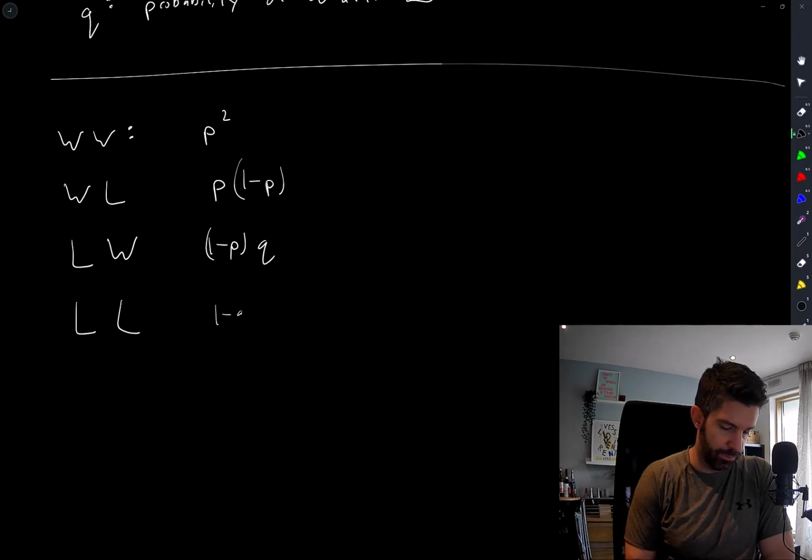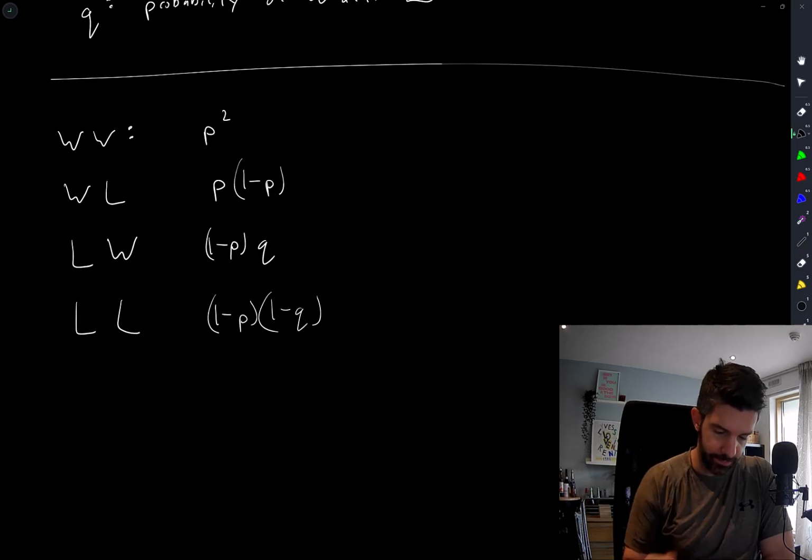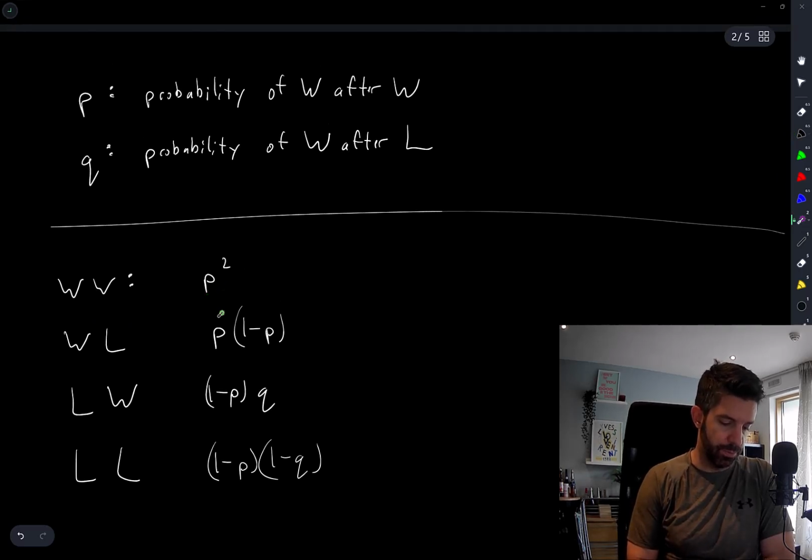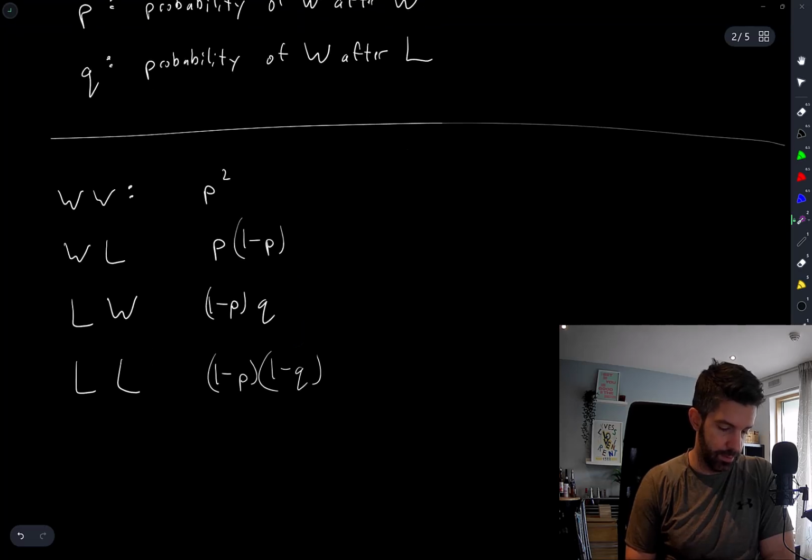No, it's 1 minus P times 1 minus Q. Right? The probability we win twice in a row is P. The probability of the first win is P, and then the next win is P. The probability of the first win is P, and then the probability of a loss is 1 minus P. Given that we've lost, now the probability of a win is Q.